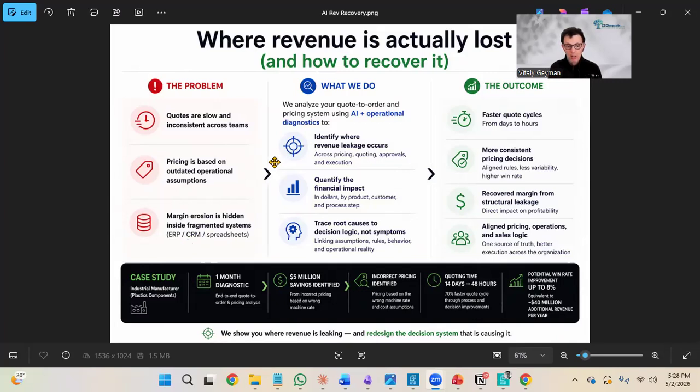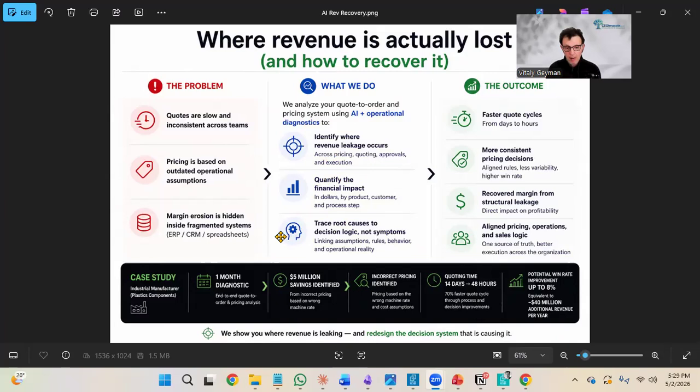So in this analysis, we use AI to identify where the revenue leakage occurs across pricing, quoting, approvals, and execution. We quantify the direct financial impact in dollars, by product, by customer, by process, and even by location, if you have multiple factories. We trace root causes. What is the decision logic behind it?